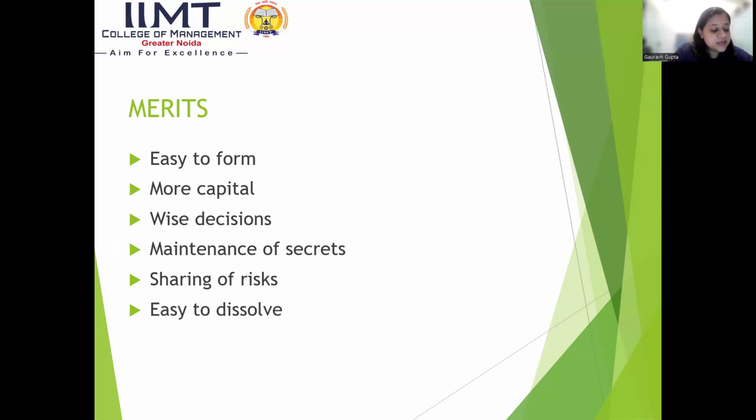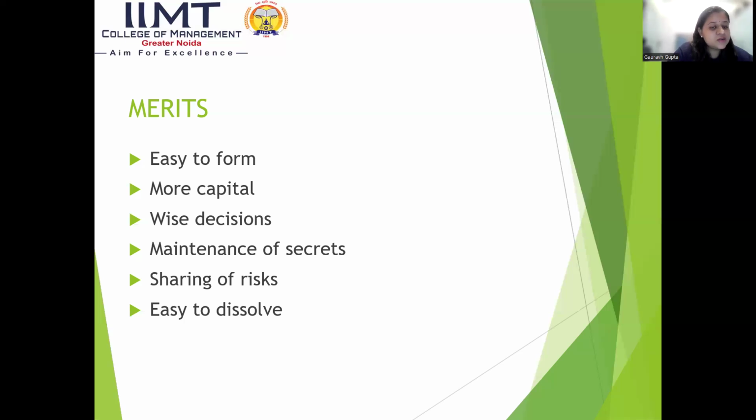Next point, wise decision. All the decisions are taken by the consent of partners as partners undertake responsibilities as per their expertise. Next point, maintenance of secrecy. Secrecy can be maintained between the partners of the business. Next point, sharing of risk. Business risk and responsibilities are shared among the partners.